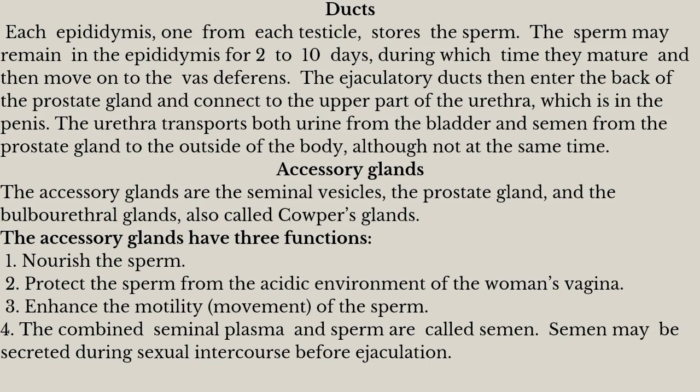Accessory glands. The accessory glands are the seminal vesicles, the prostate gland, and the bulbourethral glands, also called Cowper's glands. The accessory glands have three functions: nourish the sperm, protect the sperm from the acidic environment of the woman's vagina, and third, enhance the motility or movement of the sperm. The combined seminal plasma and sperm are called semen. Semen may be secreted during sexual intercourse before ejaculation.